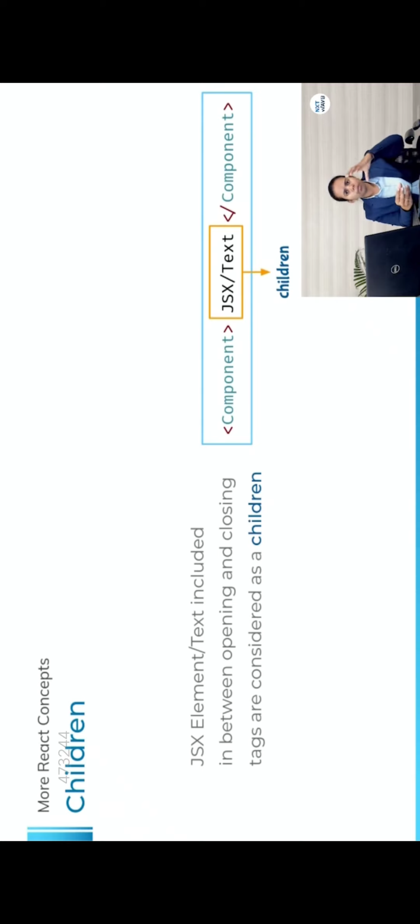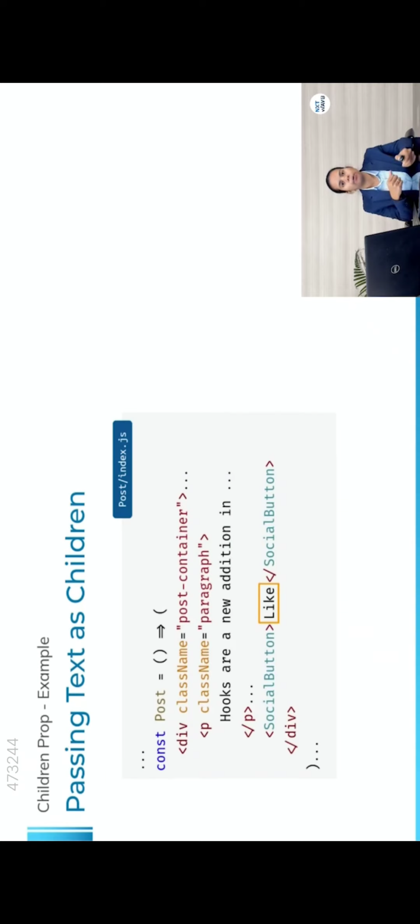Okay, so within the opening and the closing tags of a component, we could write JSX code, we could write text, anything that we place there will be passed as a value to the children prop, and we can access that within that component. Okay, so let's understand this with the help of an example.